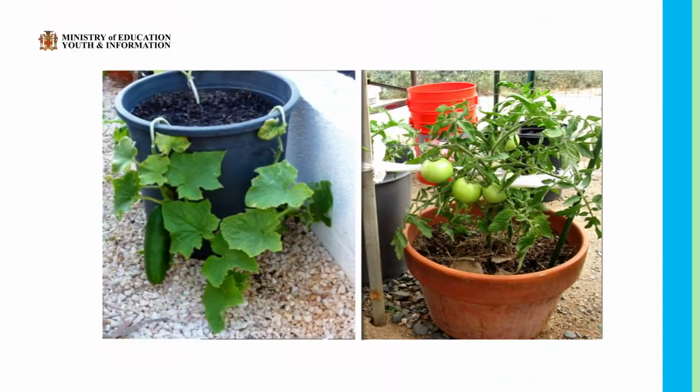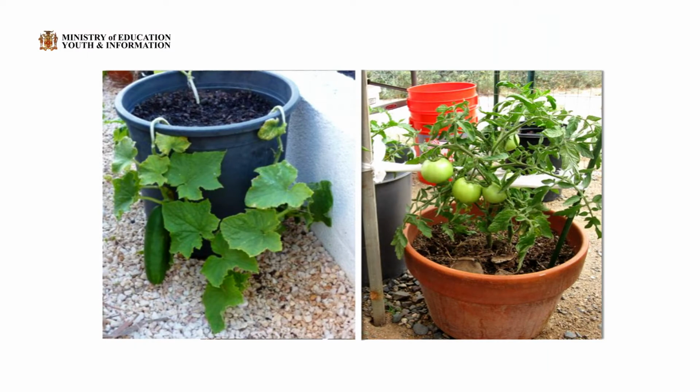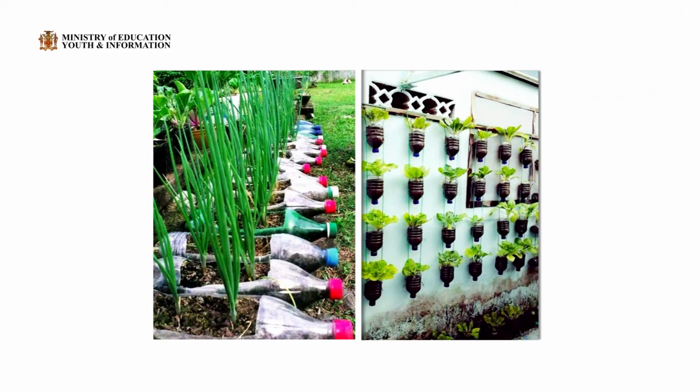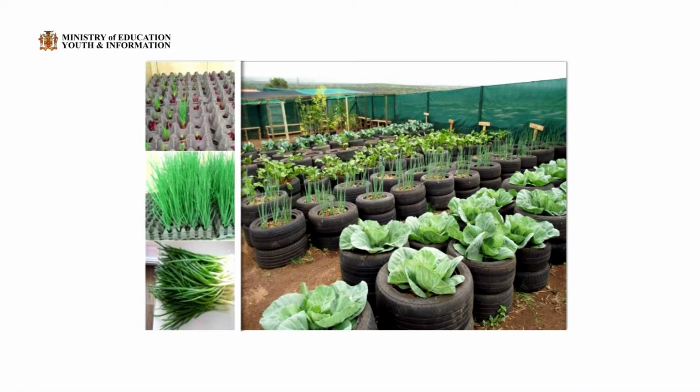Let us look at some sample container gardens. In this, we have our cucumber being grown in a bucket. We also have tomatoes growing in a bucket. Let us look at these plastic bottles that are laid horizontally with our escallion. Also, plastic bottles that are laid out vertically with pak choy or lettuce. These are old tires that are used to grow cabbage, escallion, sweet peppers, and callaloo.